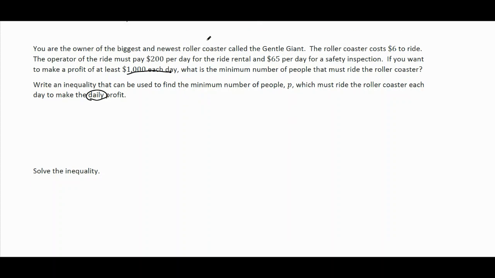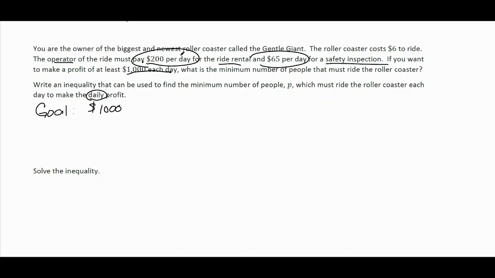So we're going to identify each one of the givens. Whenever we are solving inequalities, you have to make sure that you are asking this question: what is the goal of this problem? The main goal of this particular problem is to get at least $1,000 each day. Now, it says here that the operator needs to pay $200 per day for the ride rental and $65 per day for safety inspection.